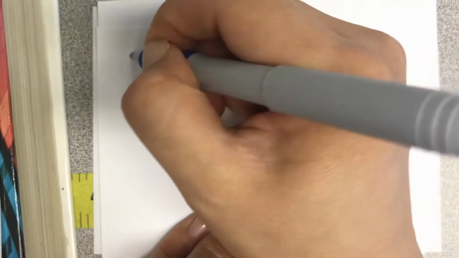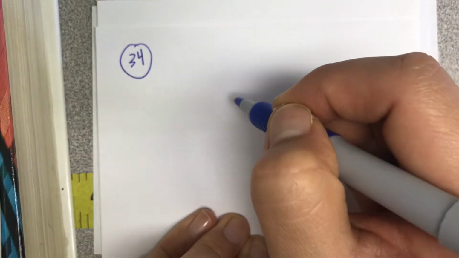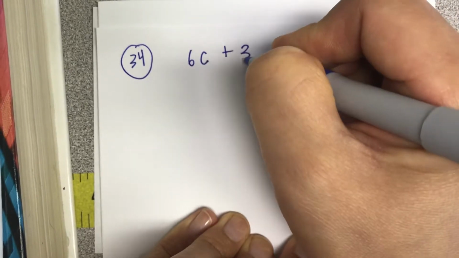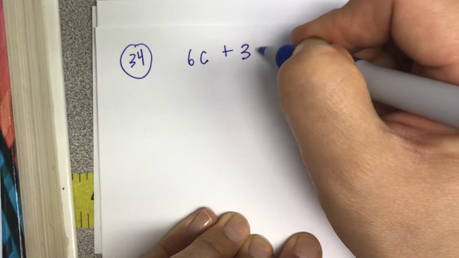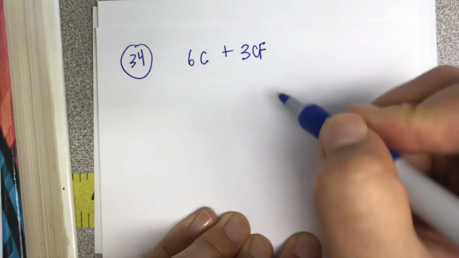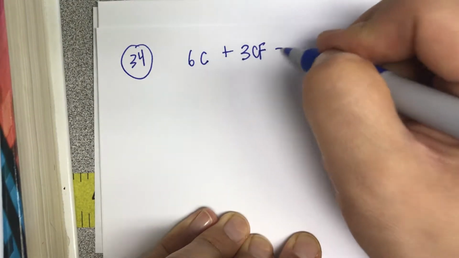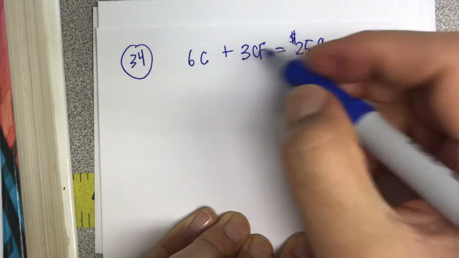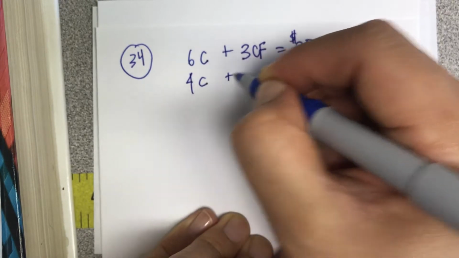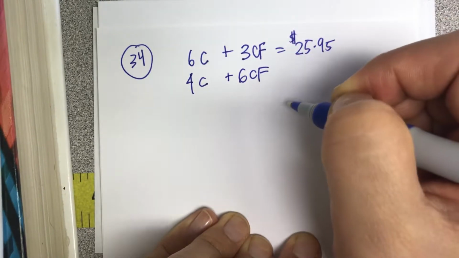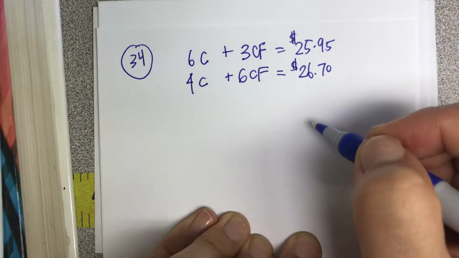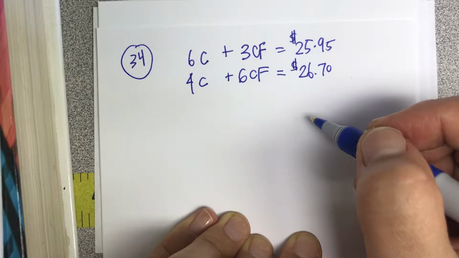Our last question is number 34. Okay? It asks for 6 croissants and 3 cups of coffee. I'm going to put coffee like that. Equals $25.95. And an order of 4 croissants and 6 cups of coffee is going to be $26.70. What is the cost of an order of 1 croissant and 1 cup of coffee?